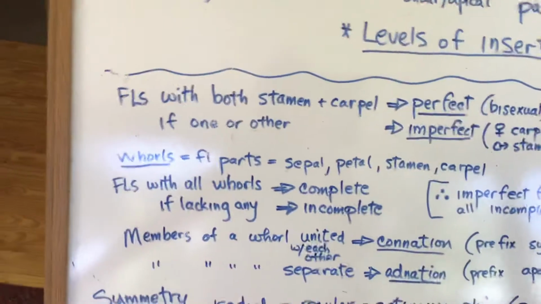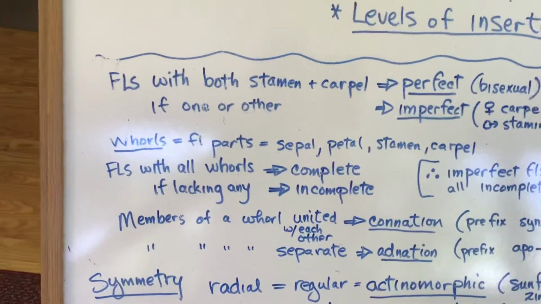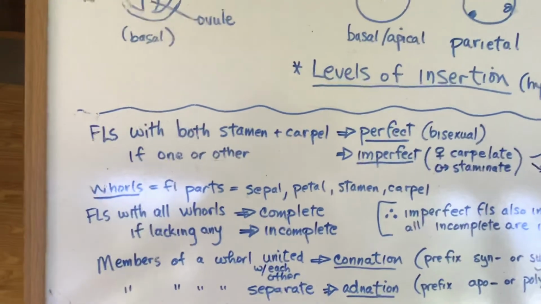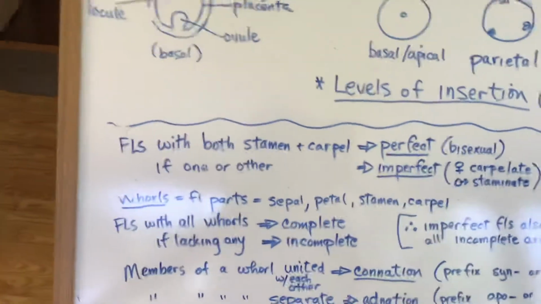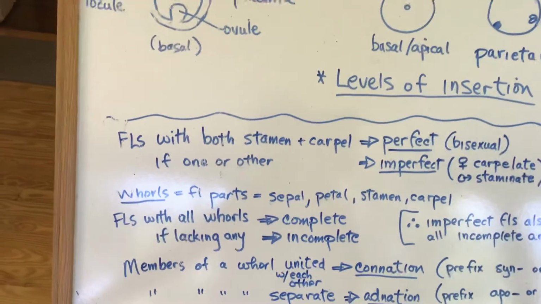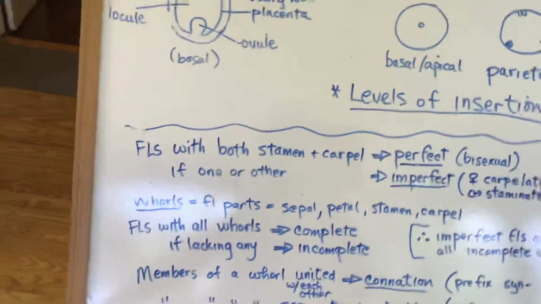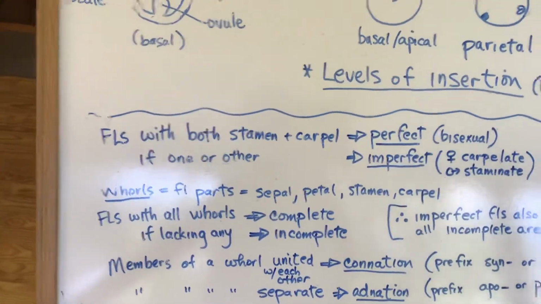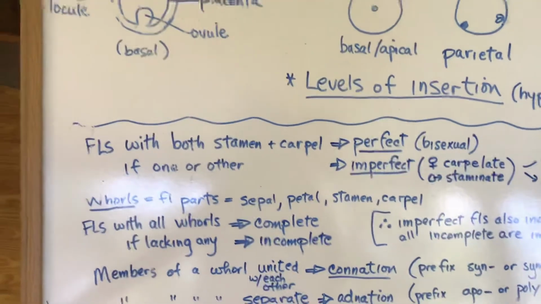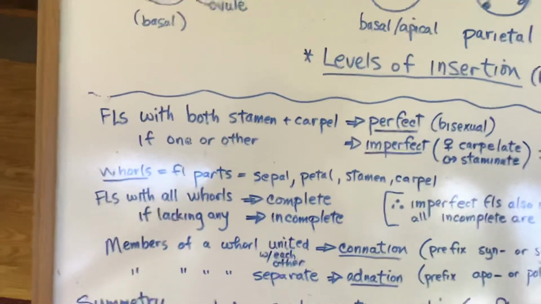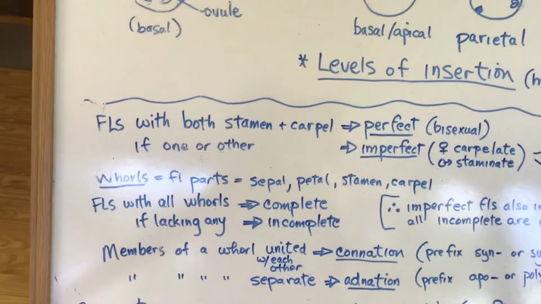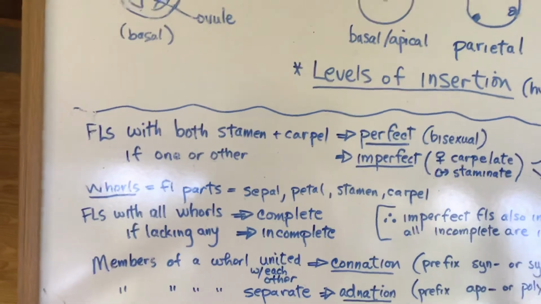Okay, so let's just say what a whorl is. The flower parts, the sepals, petals, stamens, and carpels, are also called whorls. In essence, it's kind of like where the leaves would come off of that modified branch, the modified leaves being sepals, petals, stamens, and carpels. Flowers generally have four whorls, and flowers with all four whorls are what we call complete. If they're lacking any of the whorls, they're called incomplete.